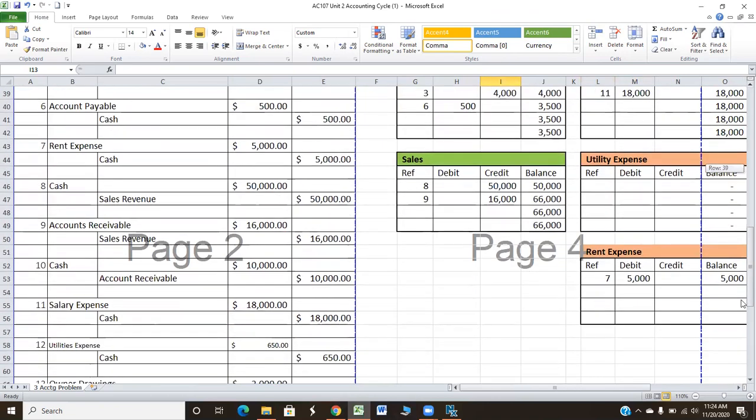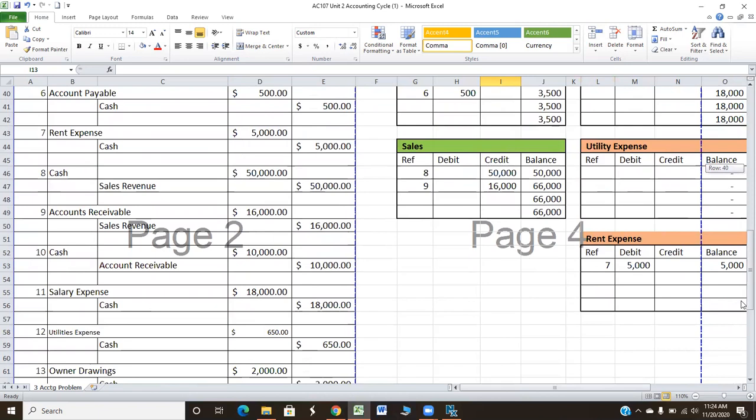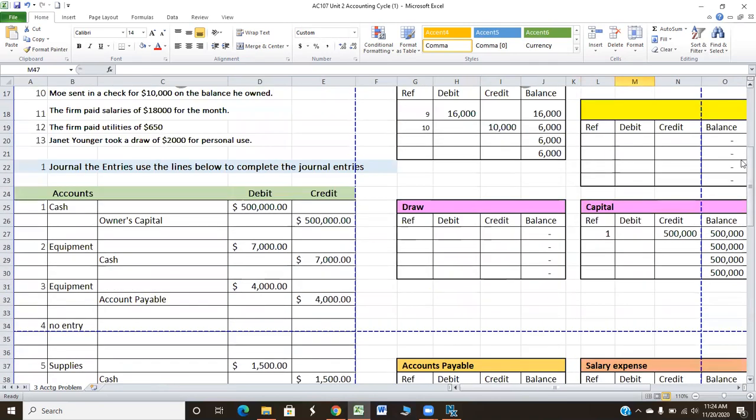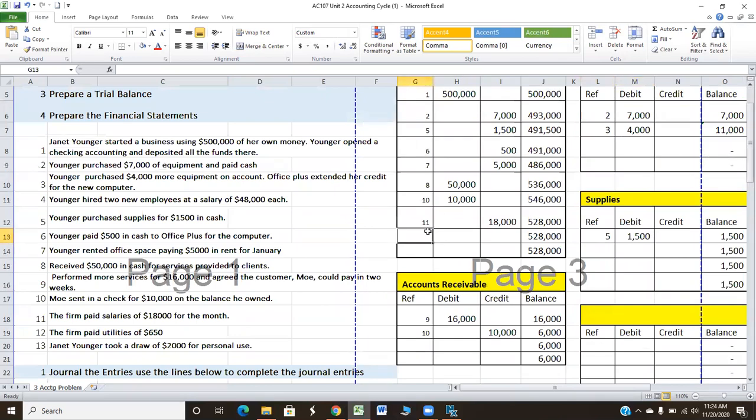Number 12, utilities expense we debited for $650. Look at that, utilities right here. We're going to debit it $650, and we paid it with cash. We credited cash $650. So we're going to go up here. Number 12, we're going to credit it $650.